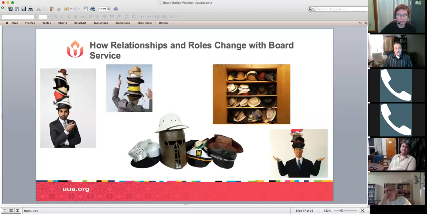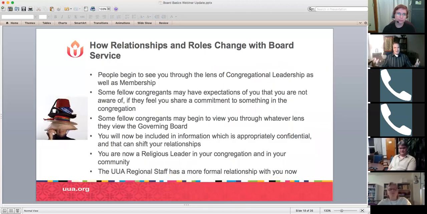Some fellow congregants may have expectations of you that you are not aware of. Welcome to religious leadership in our movement, in our tradition. They might feel that you share a commitment with them that you may not know that they feel that way, but they expect something of your board service that you're not aware of. And just be prepared for that. There's no way to stop that or get around that. That's just a reality.